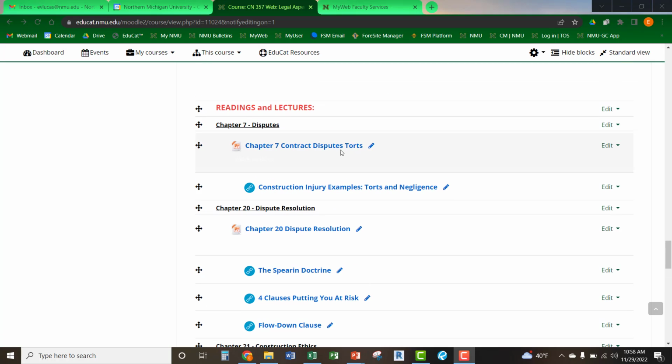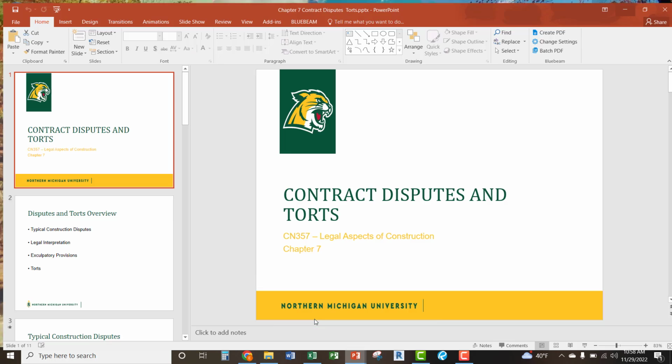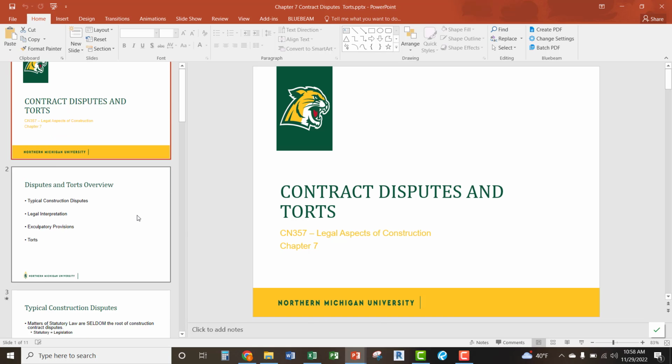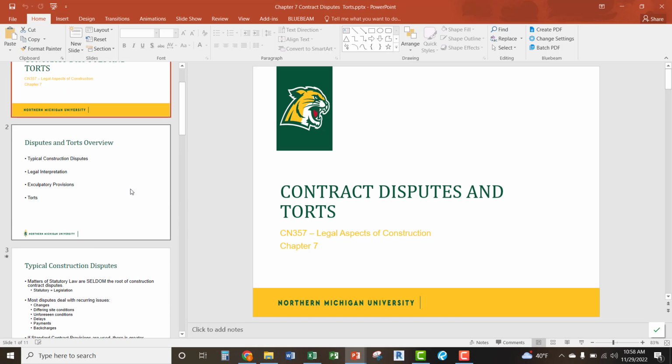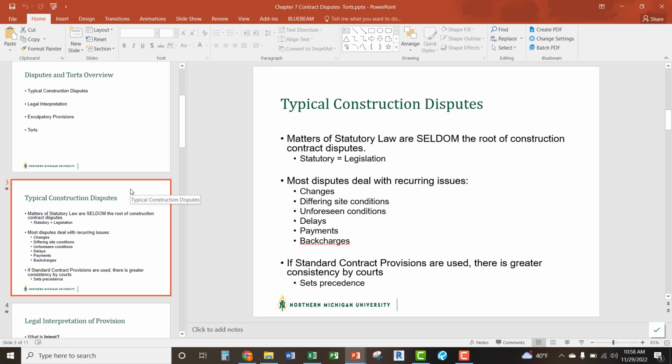So when it comes to disputes and the lecture material, you can read through most of the stuff, but generally speaking, when it comes to disputes, we're not dealing with a lot of legislative law. We're not dealing with any constitutional law normally or equity law. We're normally dealing with changes that take place on a project. We're dealing with differing site conditions. We're dealing with delays. We're dealing with payments and back charges.